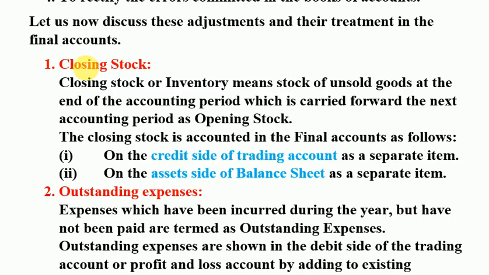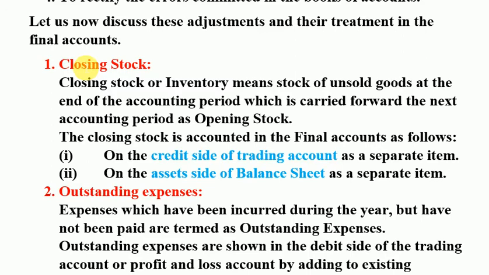So that particular unsold goods is known as your closing stock, and that will be carried forward to the next year with a new name, that is your opening stock. So the closing stock is accounted in final accounts as follows. How will we treat the closing stock in our final accounts?